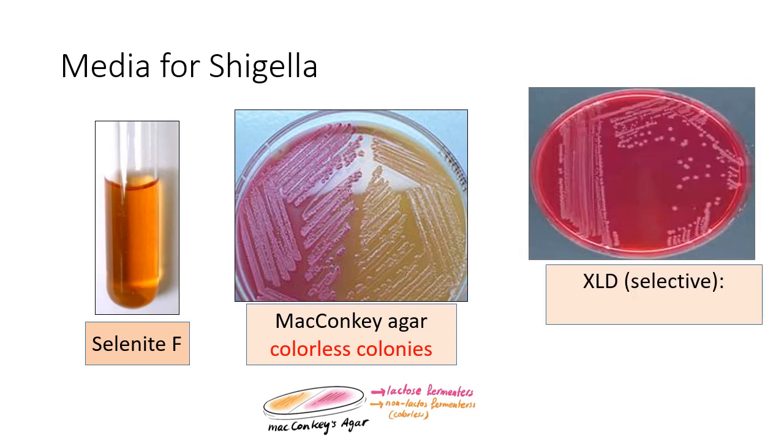The third one is the moderately selective media, which is XLD. XLD is used also for Salmonella, and we differentiate between them by the color of the colony. For Shigella, it produces pink colonies. And for Salmonella, it will give you a different color.